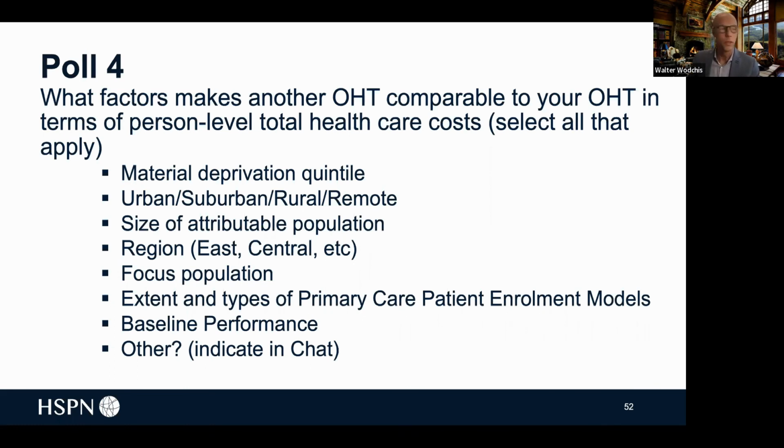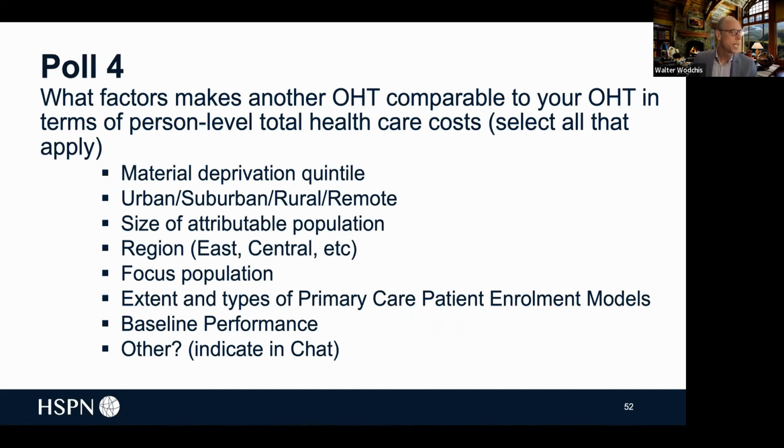So the polls are coming in. Okay, they're slowing down a little bit. We'll leave it up for just a few more seconds here. And 3, 2, 1, people have gotten quite good about this. So I'm just going to share this out now.